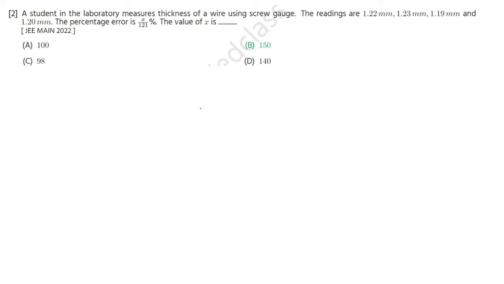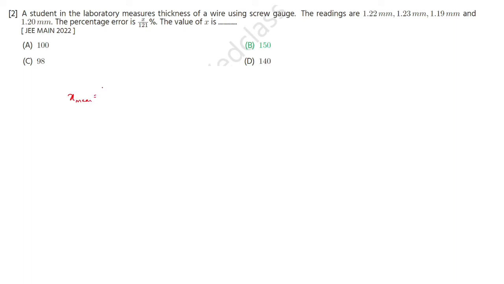See that next question. A student in the laboratory measures thickness of a wire using a screw gauge. The readings are 1.22 millimeter, 1.23, 1.19 and 1.20 given. The percentage error is x divided by 121%. Now what is the value of x? So here the values are given. So let us first of all find out the mean value.